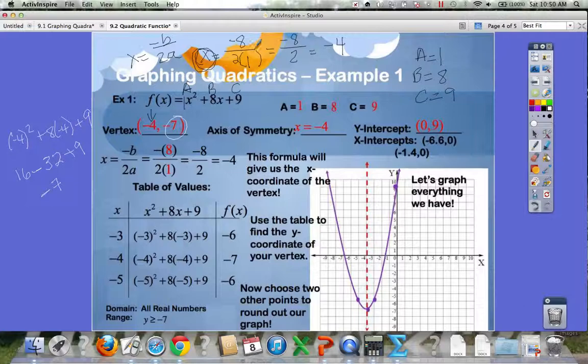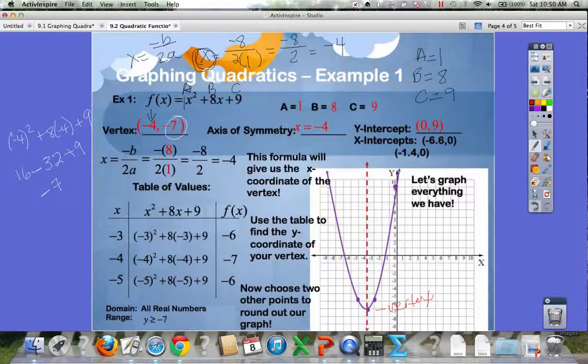So you have to find the x-coordinate first, plug it into your original problem using parentheses, and then compute to get your y. That is your vertex. At that moment, you can go and plot that point. So come down here at negative 4 and negative 7, and there's my point right there. This is my vertex.